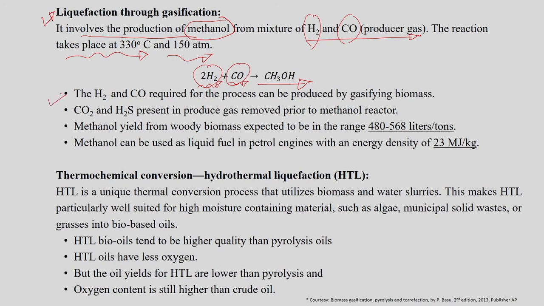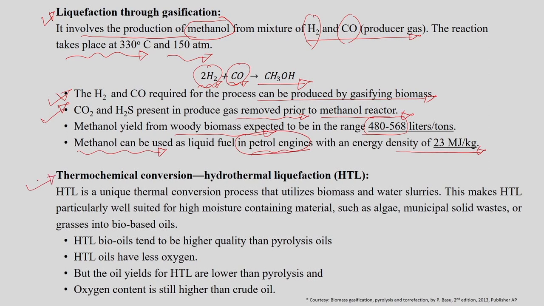So, in this case the H2 and the CO required for the process can be obtained from the gasification of the biomass, as I mentioned, and the CO2 and the H2S, which are the unwanted gases present in the composition of the producer gas, can be removed before allowing CO and the H2 to enter into the methanol reactor. And the methanol yield from the woody biomass is expected to be in the range of 480 to 568 liters per ton of the biomass. So, this is a significantly good methanol yield that can be obtained even by liquefying the gas. And the methanol can also be used as a liquid fuel in petrol engines with an energy density of around 23 megajoule per kg.